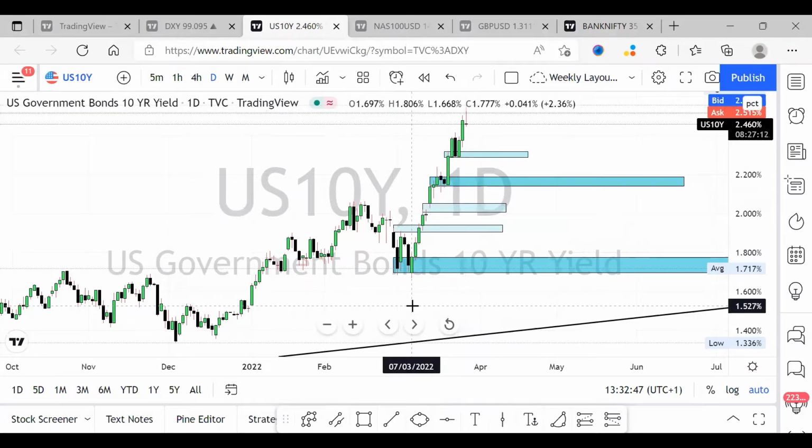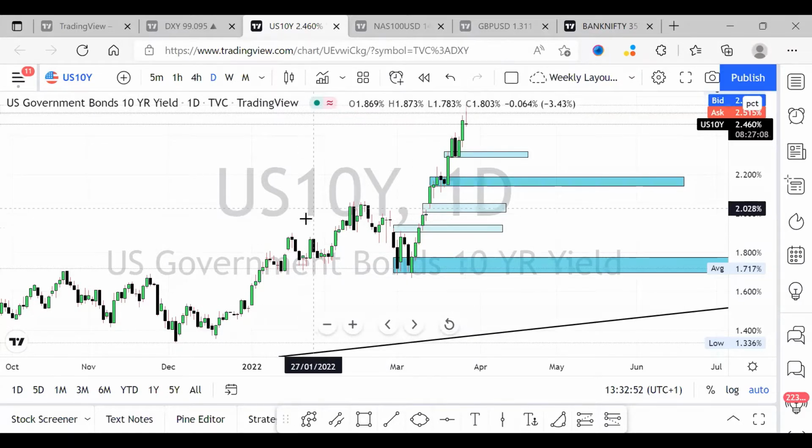So this week has been quite interesting, so let's get into this. Let's first of all understand the two major players before we go into the analysis. First of all, let's look at the US 10-year Treasury yields.